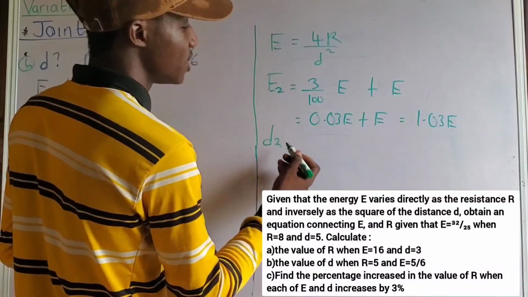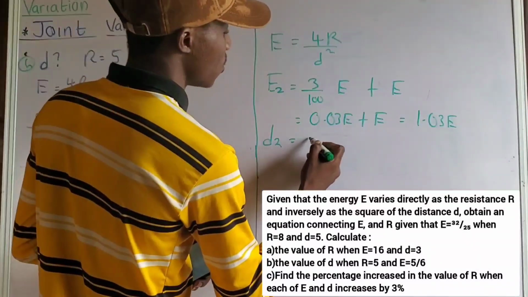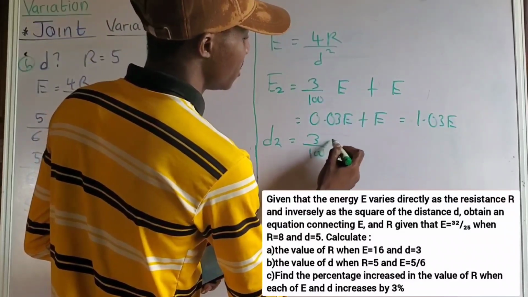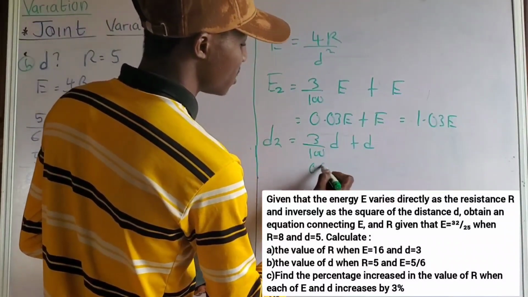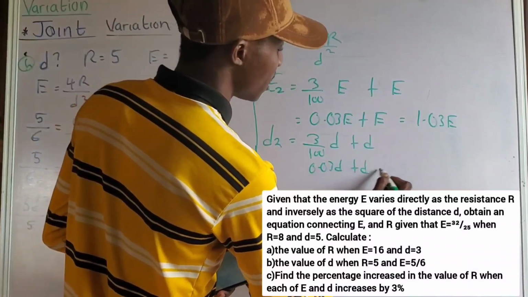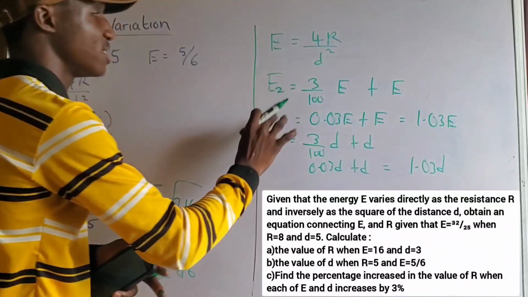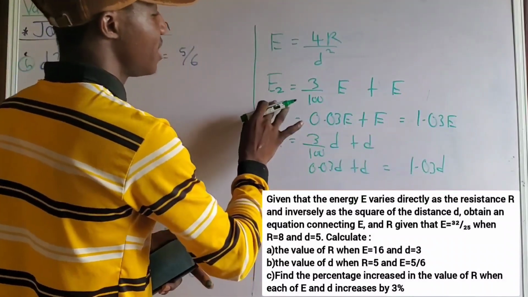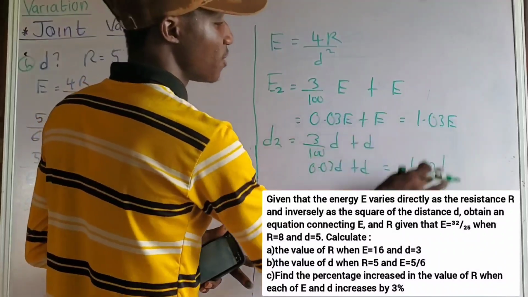Now D also increases by 30%. So let's call it D2. I just call it D2, it doesn't matter. So D2 equals 30% of D plus D itself. So I'm going to have 0.3D plus D. That will give us what? 1.3D. Okay, now this is the increment. When E and D increase from the initial value by 30%, it gives us this and this.